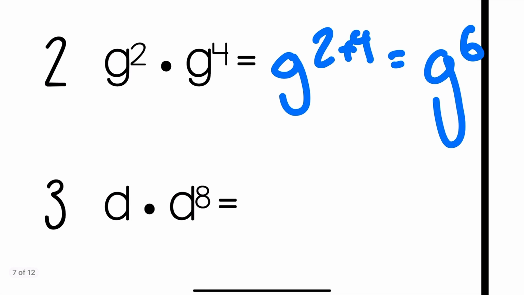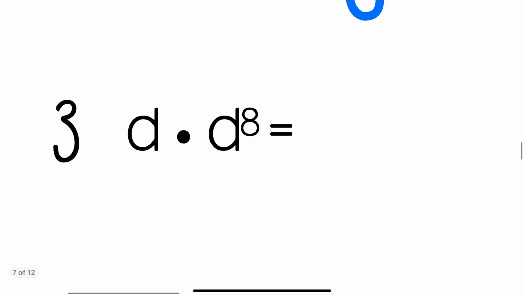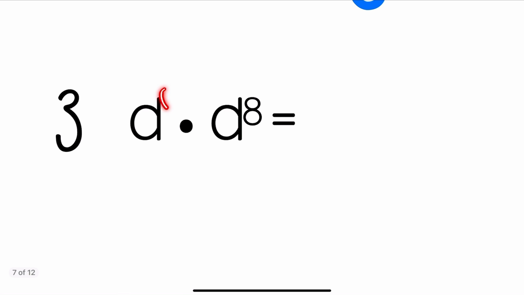We have d, and then that's multiplied by d to the eighth power. Something to look out for: if you have a variable that doesn't have a visible exponent, your exponent is just going to be 1.